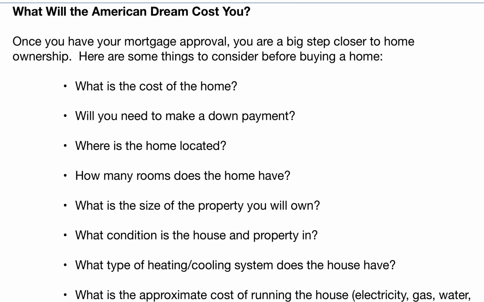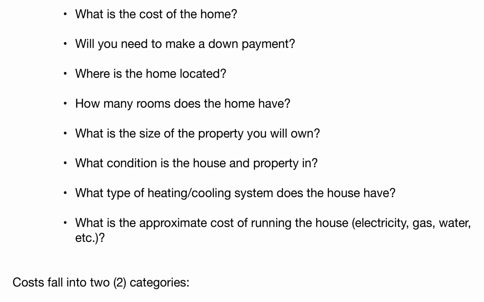And what are you going to need to do to make a down payment if that is required? You also want to consider where your home is going to be located, how many rooms you want to have in your home, the size of the property that you're going to own, the condition of the house. Do you want something that's new? Do you want something that's been previously built, or do you want something much older than that? And then you also want to take into account the condition of the house, okay?